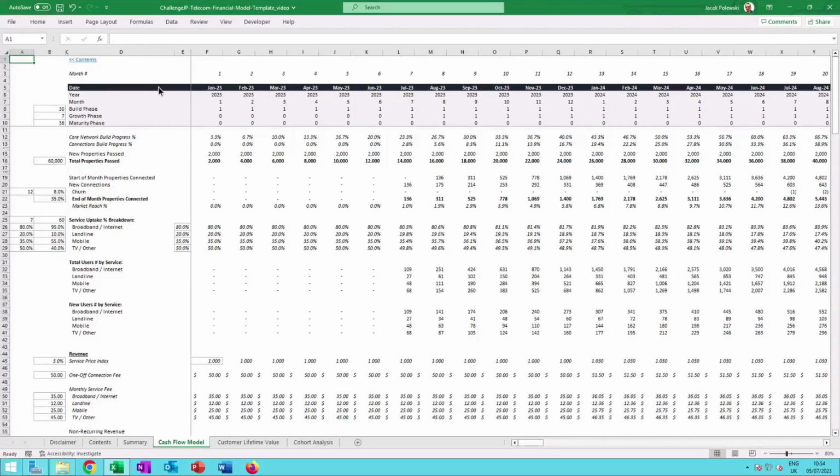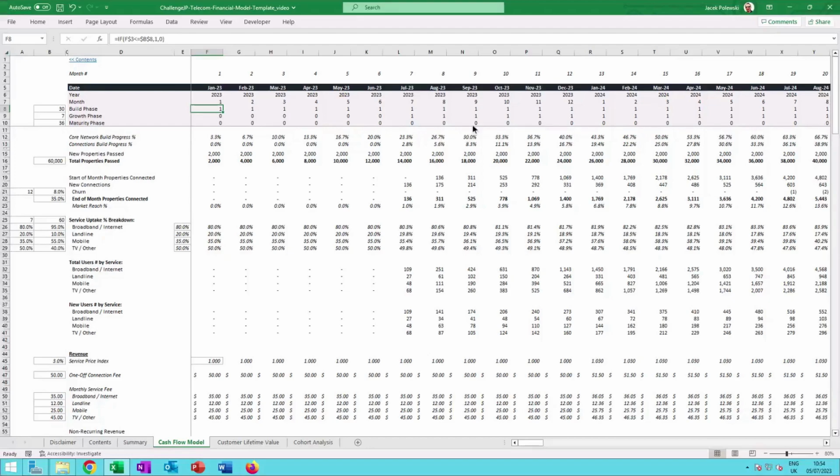First of all, you will see that I listed all the main drivers here at the top of the spreadsheet. So you have your month number, then you also have the date, and then I also listed the year and the month for each of these dates. Then I've divided the model into a few phases. So you see there are those flags, which are 0 or 1, which tell you whether you're in the build phase of the model, a growth phase of the model, or maturity phase.